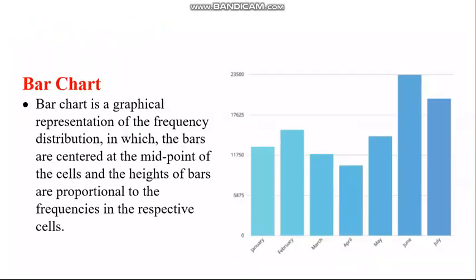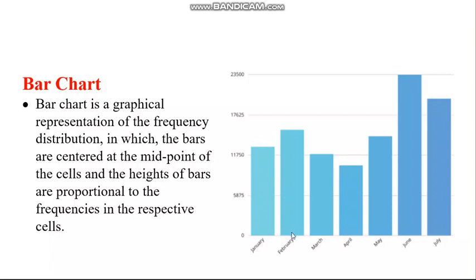Okay, now next is the bar chart. A bar chart is a graphical representation of the frequency distribution in which the bars are centered at the midpoint of the cells and the heights of the bars are proportional to the frequencies in the respective cells. You see, this is like that. Suppose this is sales and these are the months on the x-axis, and on the y-axis there are sales of items or something like that.